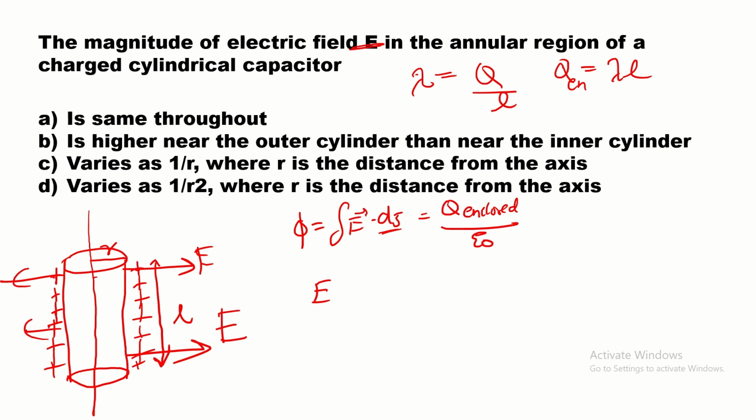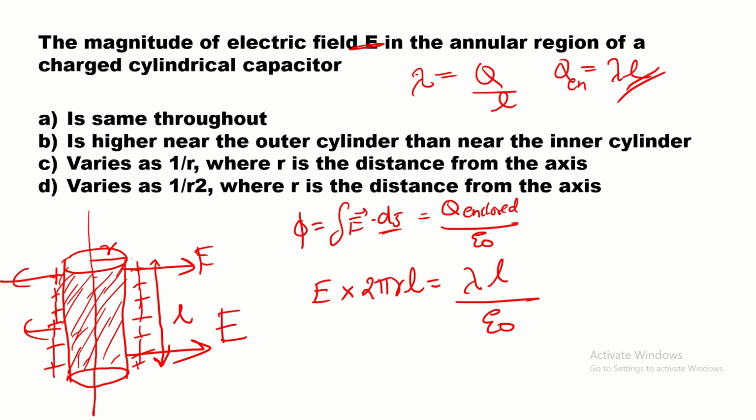Now the charges and electric fields are on the curved surface area of the cylinder. Therefore, we will take the curved surface area as integral ds because that's through which the electric field lines go through. So E times 2 pi RL is equal to Q enclosed, which we wrote as lambda L, so lambda L divided by epsilon naught. And then if we take out E from the electric flux, we get, L and L will cancel each other, E equals lambda by 2 pi R epsilon naught.